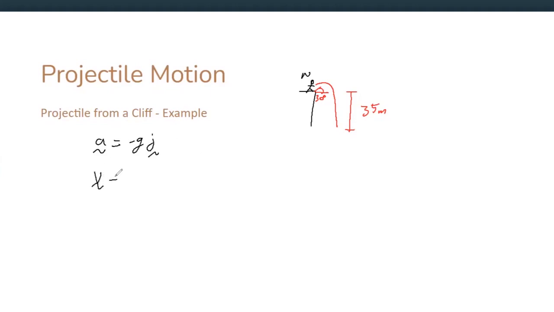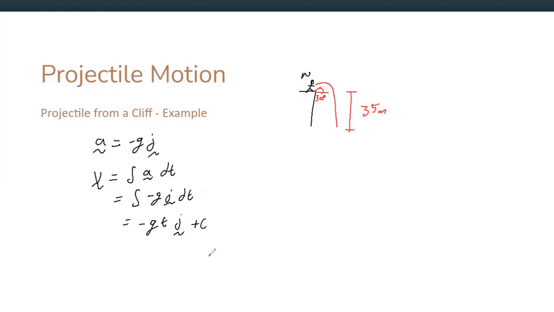So if I find my velocity is equal to the integral of my acceleration with respect to time, then this is going to be the integral of minus gj with respect to time. You just integrate this normally, so this just becomes minus gt, and the j you just treat as a constant, doesn't really do anything. So we get a j component, but because this is an indefinite integral, we've got a plus c.